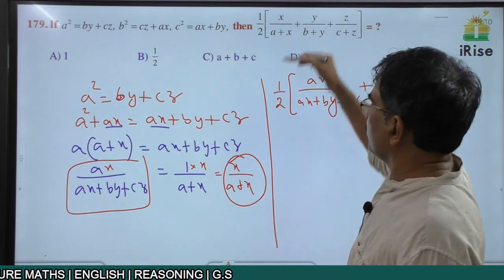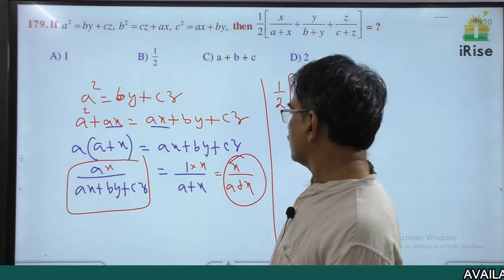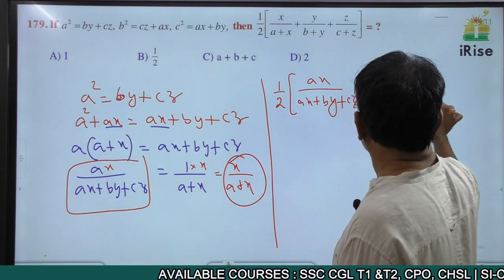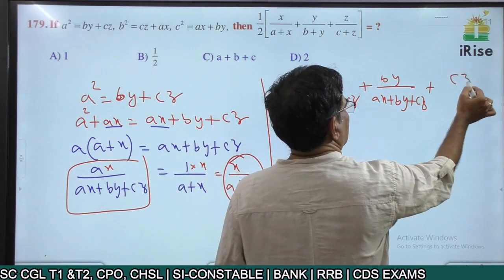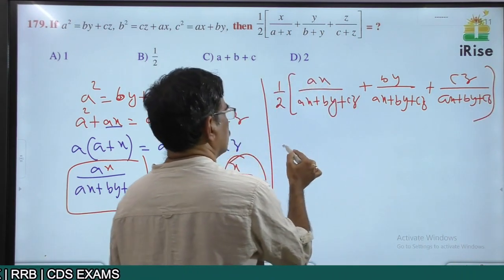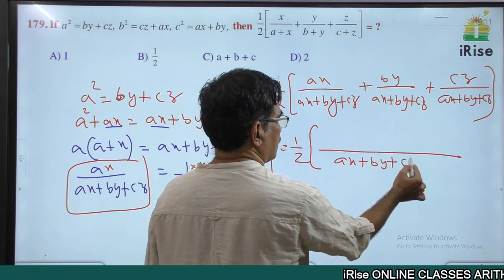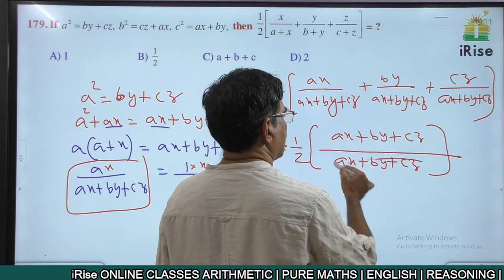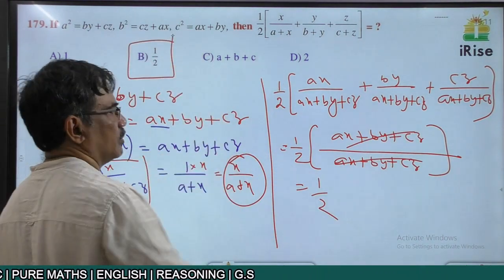Similarly, what is y by (b plus y)? Same as this one, adding by on both sides, therefore we get by by (ax plus by plus cz). Similarly, the third part is cz by (ax plus by plus cz). So this is nothing but half, denominator is ax plus by plus cz, numerator is also ax plus by plus cz, they get cancelled. So answer is 1 by 2.